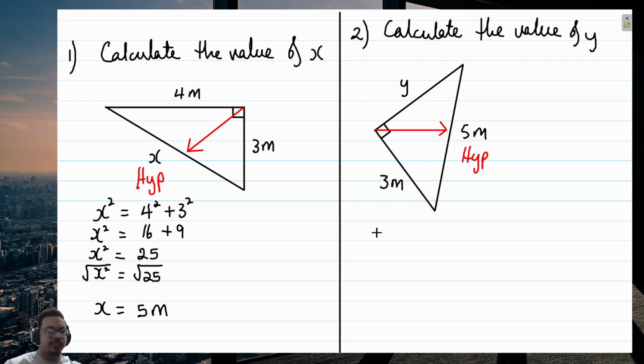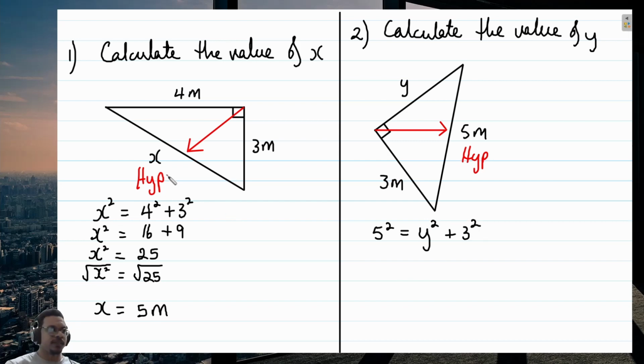So Pythagoras Theorem states that the square on the hypotenuse, so that will be 5 squared, is equal to the sum of the squares of the other two sides. So the other two sides are y and 3. So I'll have y squared plus 3 squared.